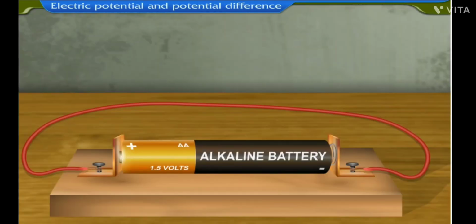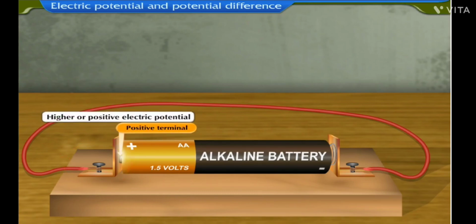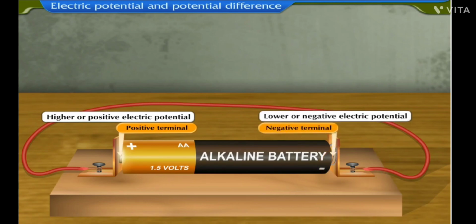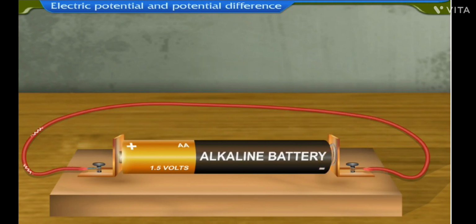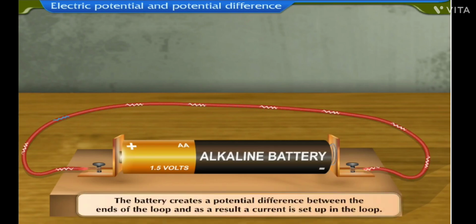Now, let us connect a battery with the copper wire. The end of the copper wire connected to the positive terminal of the battery is at a higher or positive electric potential, and the end of the wire connected to the negative terminal of the battery is at a lower or negative electric potential. That is, there is an electric potential difference between the two ends of the wire. Hence, a current is set up in the wire as soon as the battery is connected to the wire. In other words, the battery creates a potential difference between the ends of the loop, and as a result, a current is set up in the loop.